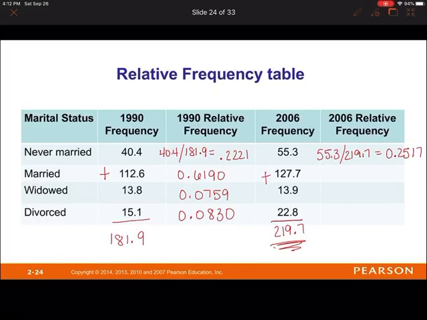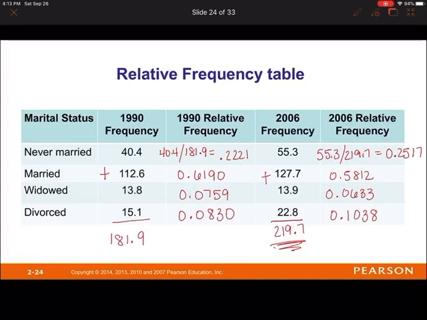So next one, 127.7 divided by 219.7 should give you an answer of 0.5812. 13.9 divided by 219.7 is going to give you an answer of 0.0633. And then the last one, 22.8 divided by that same number, you should get an answer when rounded correctly of 0.1038. So there are your relative frequencies.